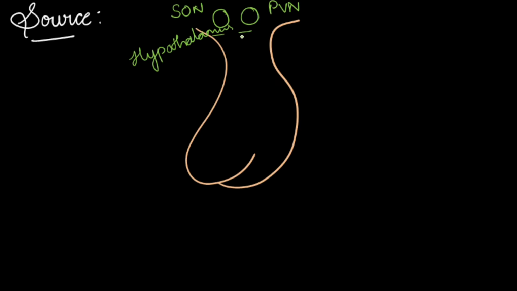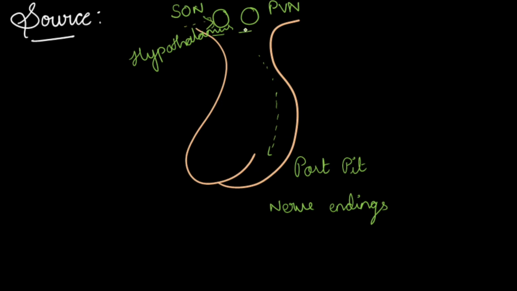So here what happens, it will be secreted from the hypothalamus and it gets stored in the posterior pituitary nerve endings. Whenever the nuclei receive the stimuli to secrete ADH, they will pass the secretion, and from the posterior nerve endings this vasopressin will be released into the blood. Okay, so this is regarding the source of ADH.